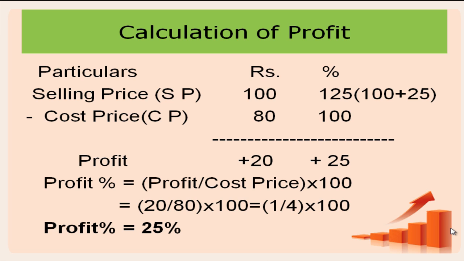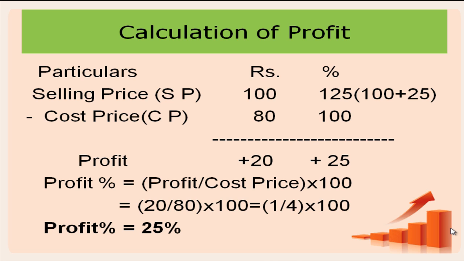Here plus represents profit. So profit percentage can be calculated using the formula profit divided by cost price into 100, that is equal to 20 divided by 80 into 100, that is equal to 1 by 4 into 100, that is equal to 25%. Therefore profit percentage is equal to 25%. We have to substitute the profit percentage in the given statement. So profit is plus 20 in rupees and profit percentage is 25, that is plus 25.